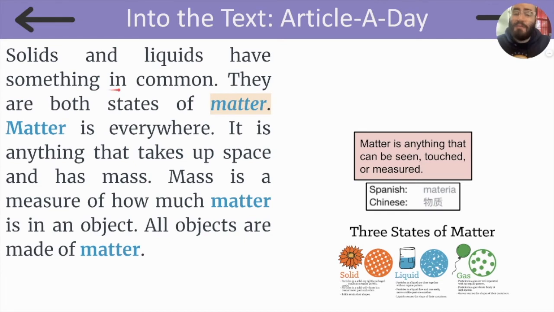Solids and liquids have something in common. They are both states of matter. Matter is anything that can be seen, touched, or measured. In Spanish, we say materia. Matter is everywhere. It is anything that takes up space and has mass. Mass is a measure of how much matter is in an object. All objects are made of matter. Here are the three states of matter: solid, liquid, and gas, but they are all matter.